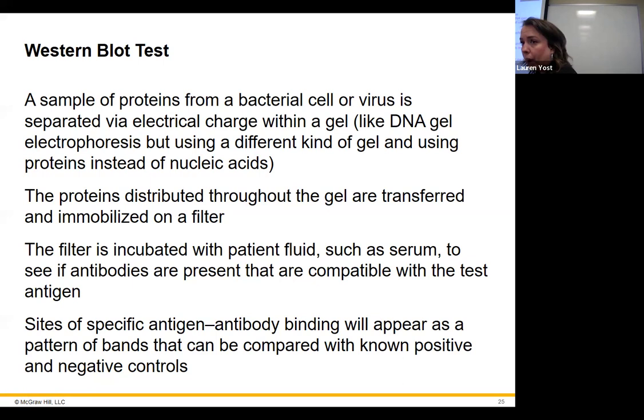Super effective, very expensive because it has to be done by hand. There are no machines that can do this part.